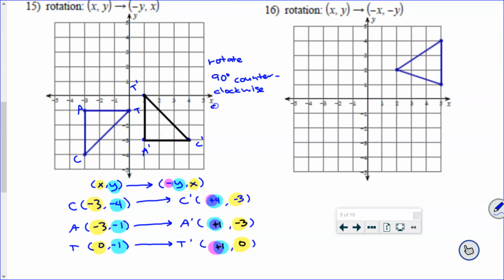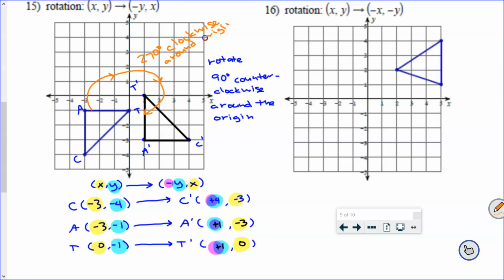90 degrees counterclockwise. We're not done though. Around the origin. What if you didn't see it as counterclockwise? What if you just really like the way that the clock goes? Well, that would be 90 degrees and 180 degrees and 270 degrees clockwise. You could say 270 clockwise. That's fine.